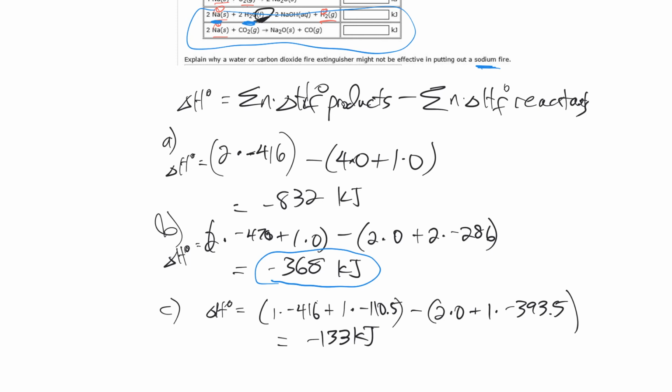The reason is because of this equation, it produces sodium hydroxide and hydrogen gas, which is itself flammable. And then the last equation, sodium fire reacting with carbon dioxide, also produces an exothermic reaction, and carbon monoxide is a dangerous gas in many ways. It is flammable, but it also can suffocate a person. So don't use water or carbon dioxide to put out a sodium fire.